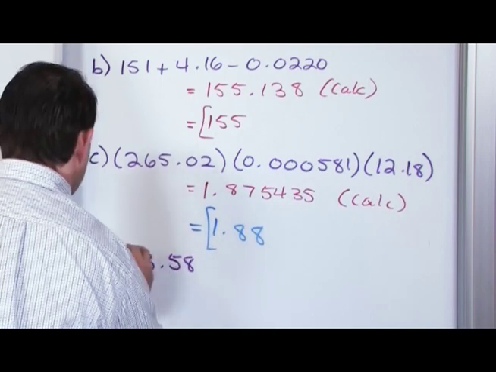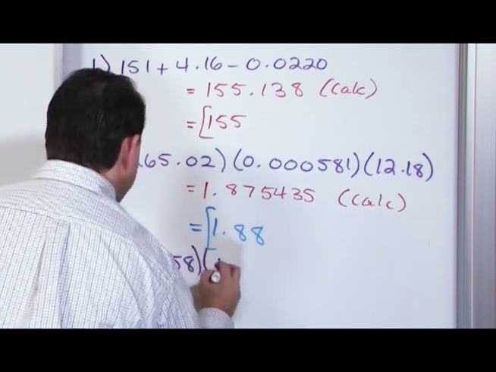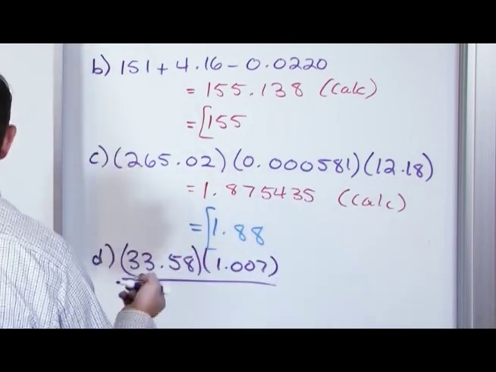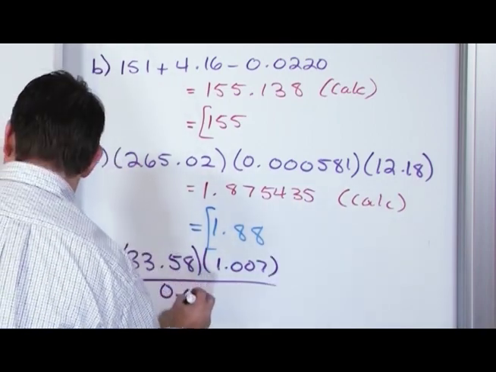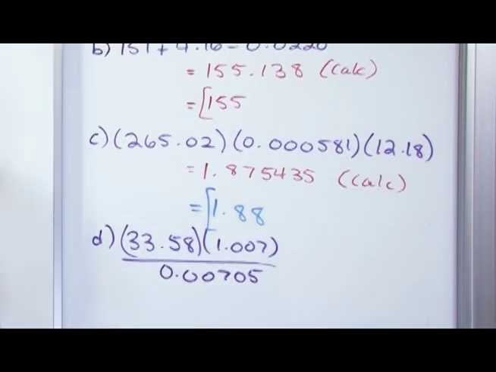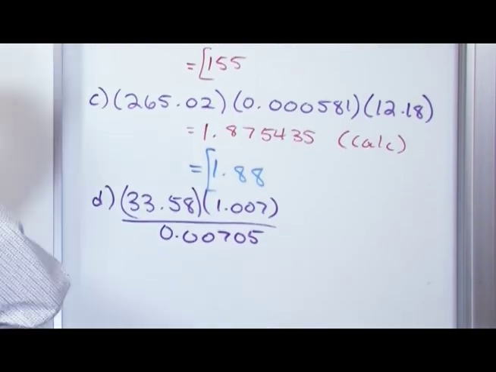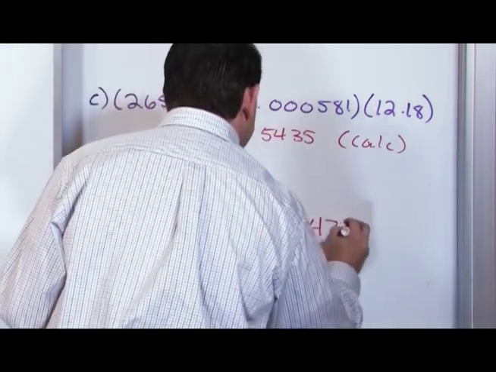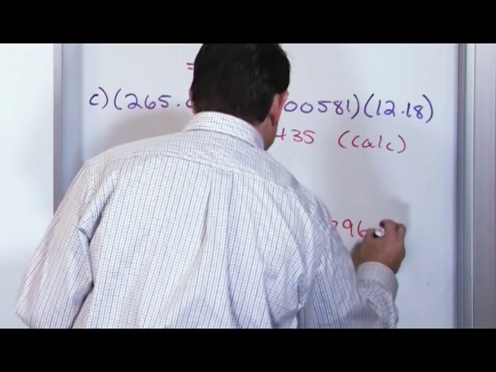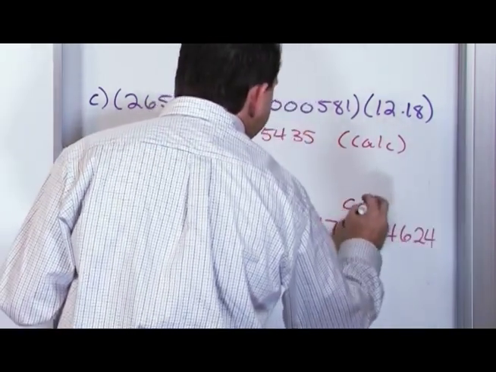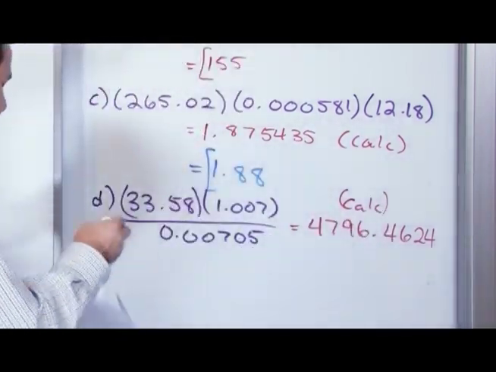Let's do 33.58 multiplied by 1.007, and then you take the answer that you get here and you divide it by 0.00705. Okay? So you multiply those on top, divide by the number on the bottom, and what you will get is 4796.4624, and then some other digits after that. And this is what the calculator will give you. But you're not going to keep all of those.